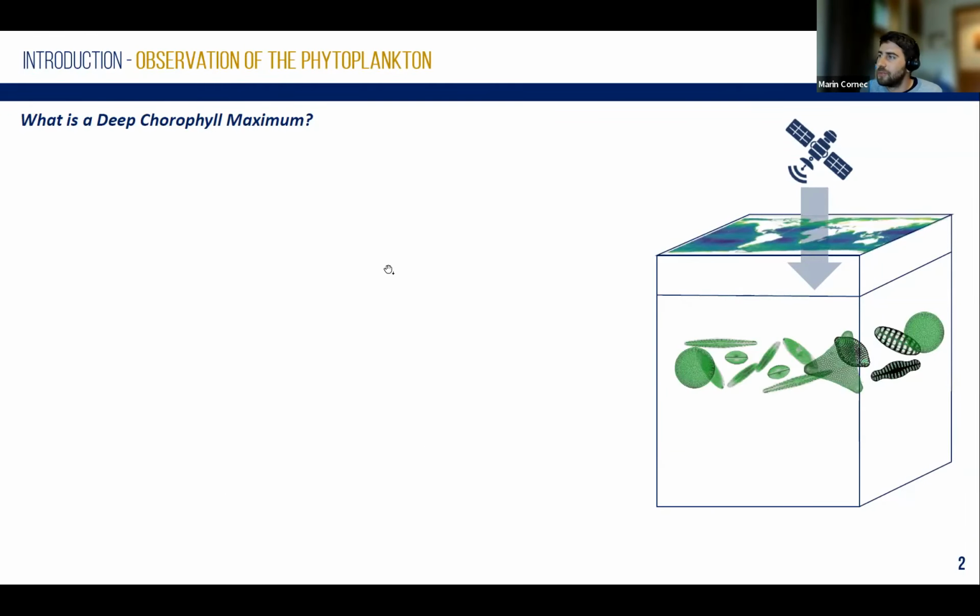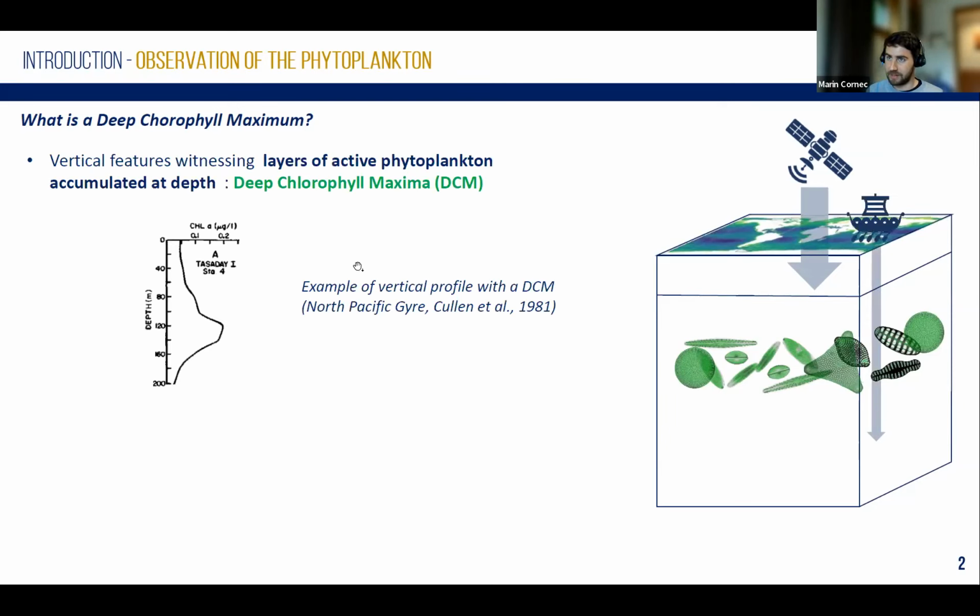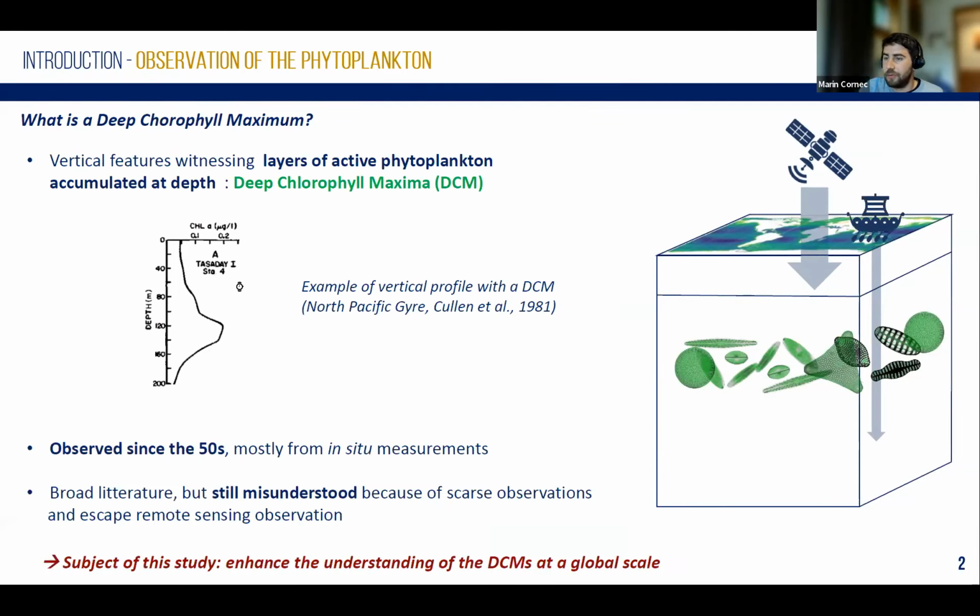And so, yes, the subject of this study focused on the deep chlorophyll maximum. So what is the deep chlorophyll maxima? It's a layer of active phytoplankton at depth, which is detected from in situ measurement of chlorophyll A. Here you have an example of a vertical profile from a ship taken in the North Pacific subtropical gyre, which shows a peak of chlorophyll A at depth. These features, the deep chlorophyll maximum, were observed more than 70 years ago, and mostly from in situ measurements, because they often escape remote sensing observation.